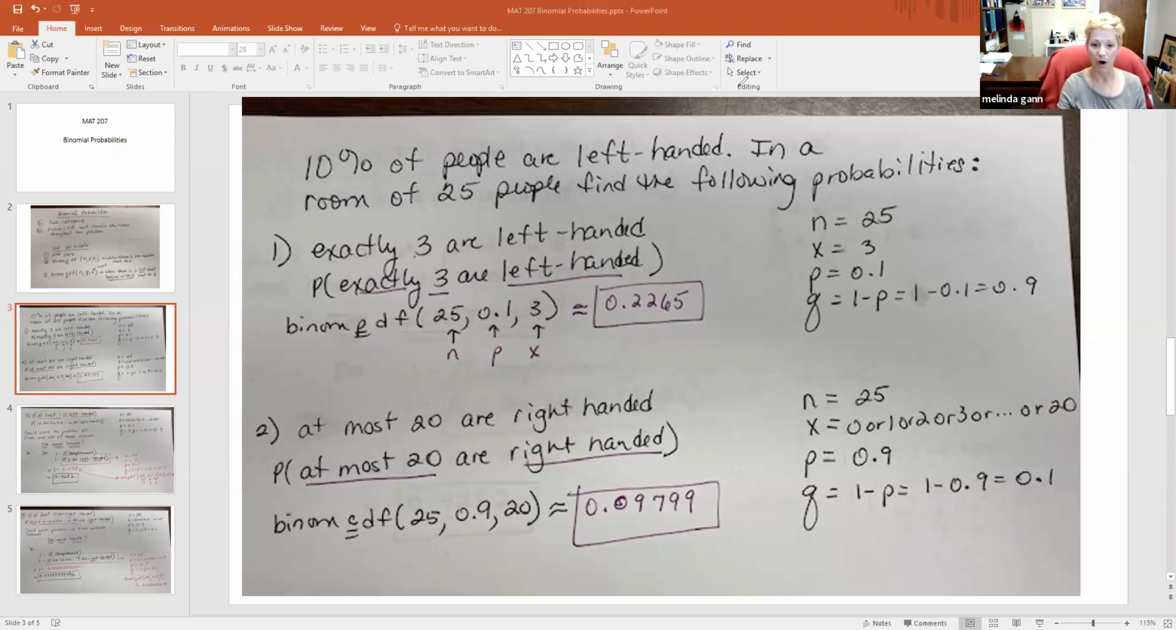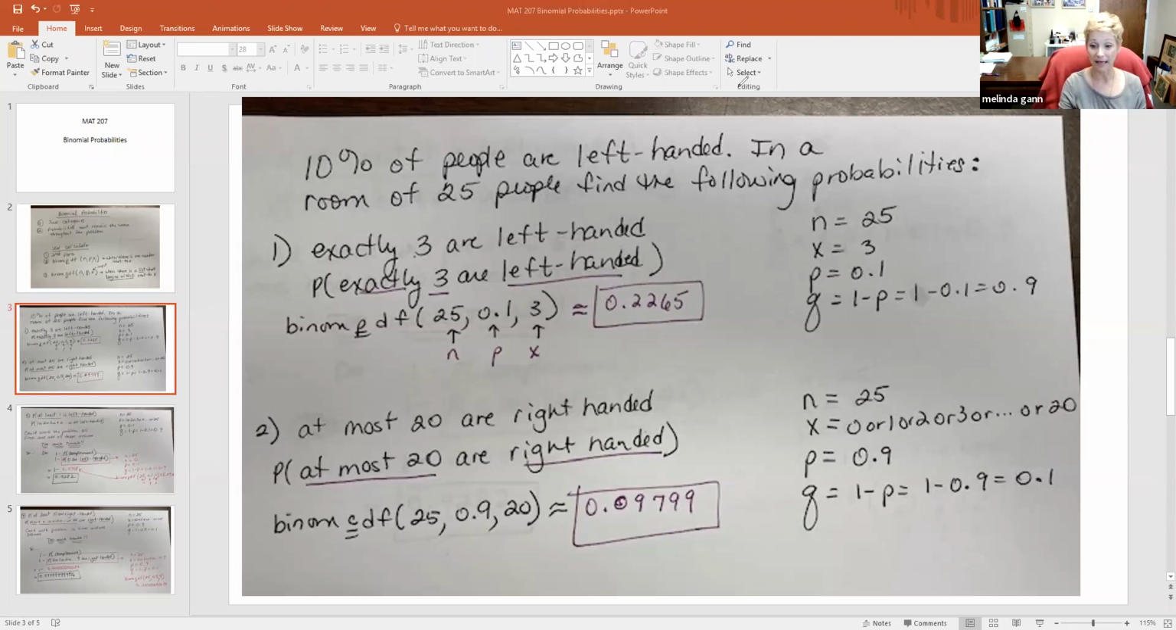I'd rather work this problem. Now look at why I'd rather work this problem. My total is 25, that's the same, but my X is different. Now it's 0 to 9. My P is still the category right-handed, so it's still 0.9, and my Q is still 0.1. Why do I like this list better than this list? Because this list starts with 0. And when I've got a list that starts with 0, I can use the binomial CDF key one time and be finished with this part.